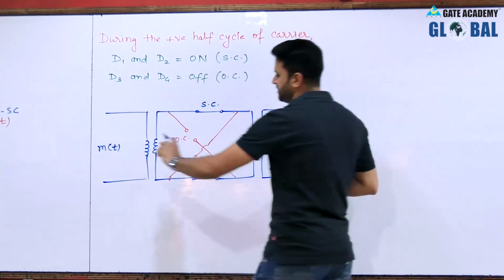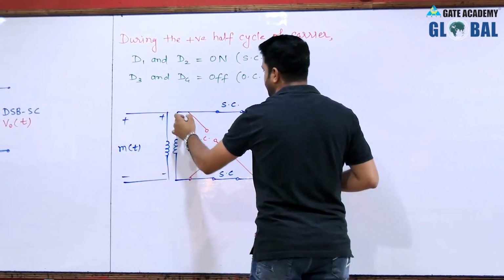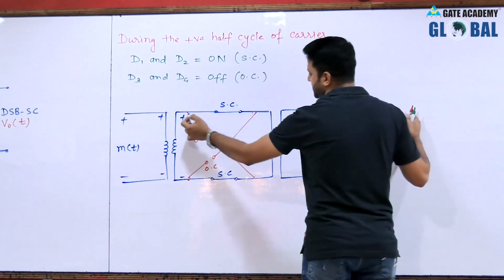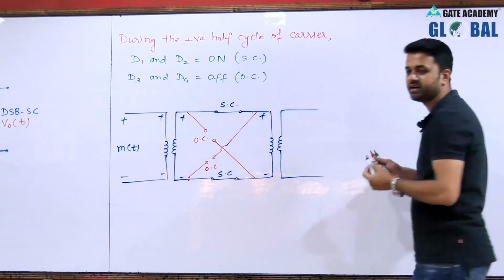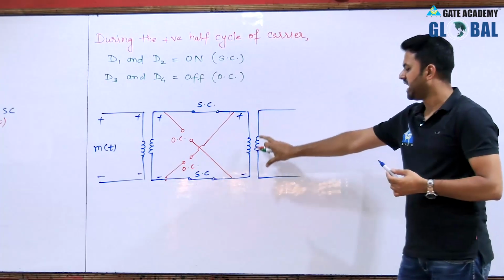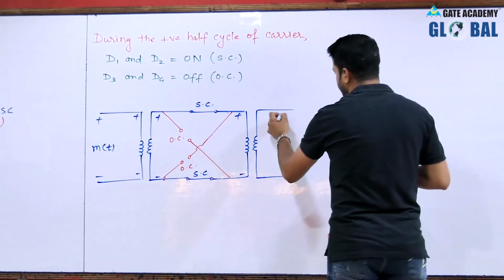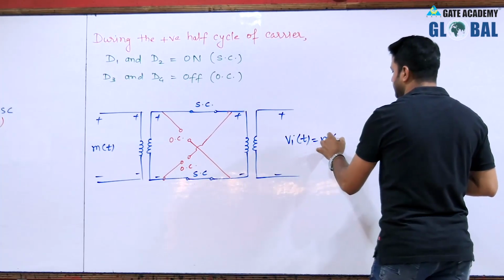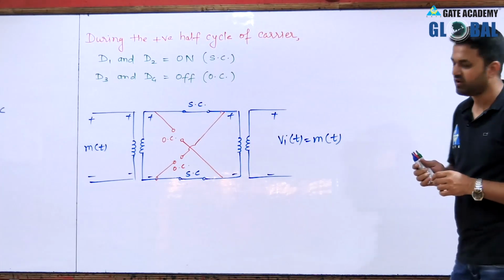Now, when m(t) is applied, suppose this is plus and this is minus, so here also we will get the plus minus. Because of this short circuit, this plus sign will be here, and because of this short circuit the minus sign will be here. Whatever the message signal is, that will come directly at this output transformer, and from here we will get m(t). That means Vi(t) is equal to m(t) during the positive half cycle of carrier.